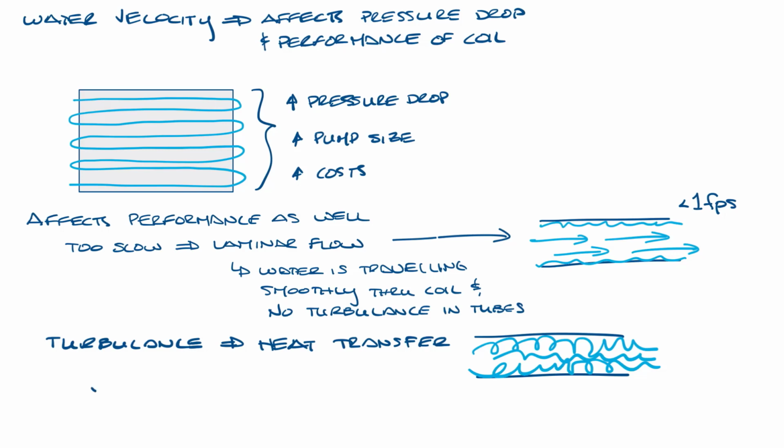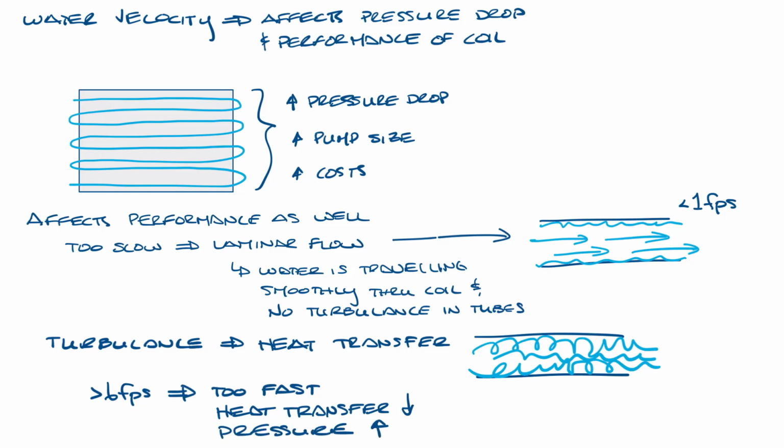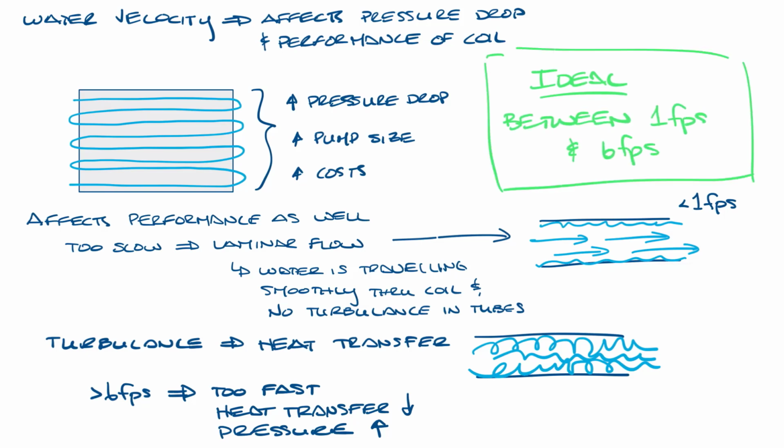are better. And above 6 feet per second, the water may be traveling too fast and your heat transfer also drops because your water is moving too fast to transfer all of its heat to the tube before it exits the coil. This also significantly increases the pressure drop of the water coil. So ideally, you'd have between 1 feet per second and 6 feet per second velocity through your coil.